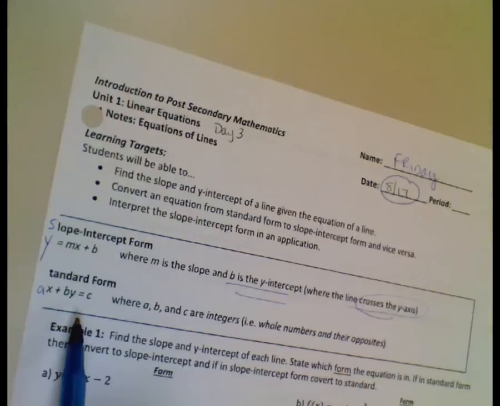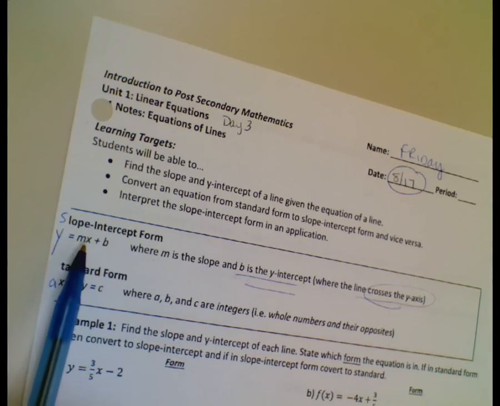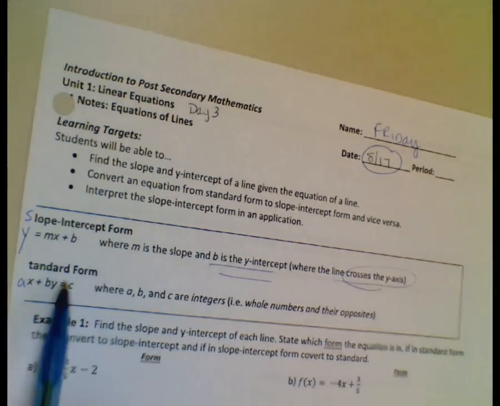Now, standard form is a good way to write it from a word problem. Sometimes it's nice. Standard form is just a good way to write it if you're trying to solve two equations simultaneously, when you're trying to combine them. There are its reasons, but slope-intercept form is always the best way if you're just trying to graph it. It's better to solve equations when it's this way.